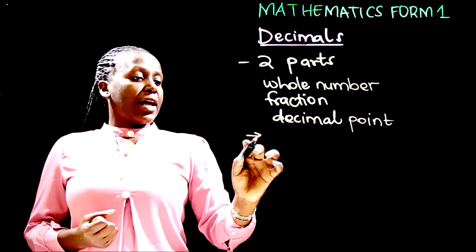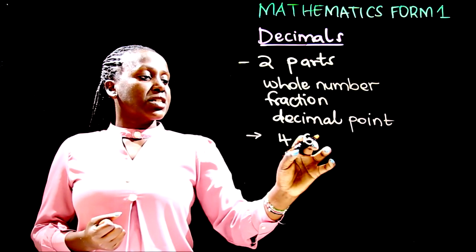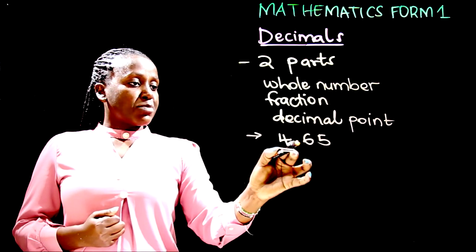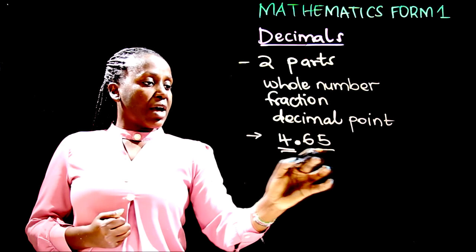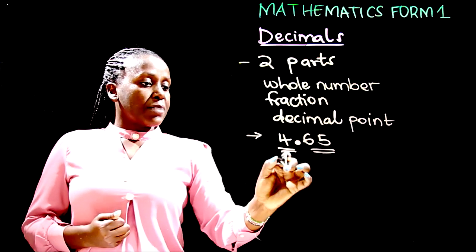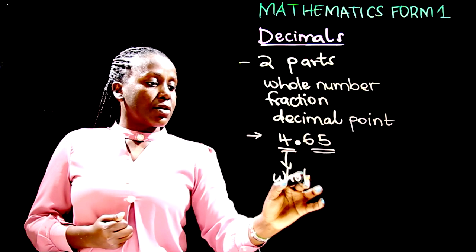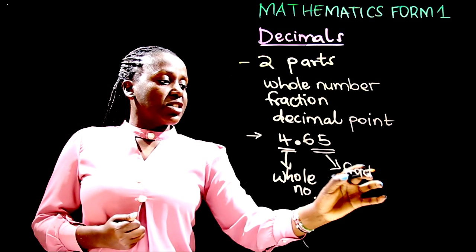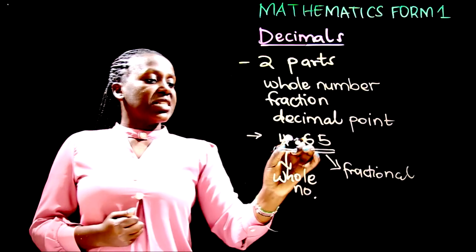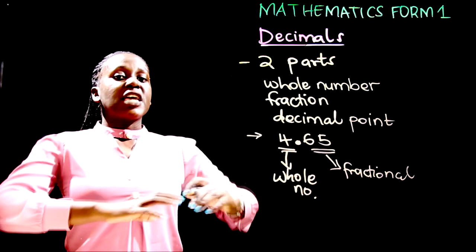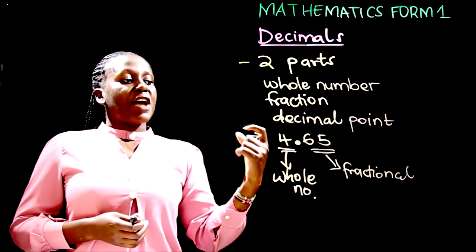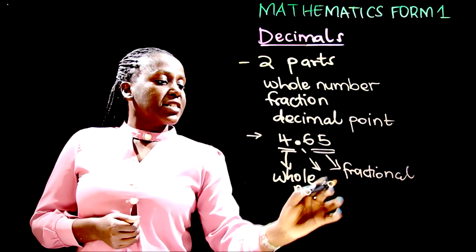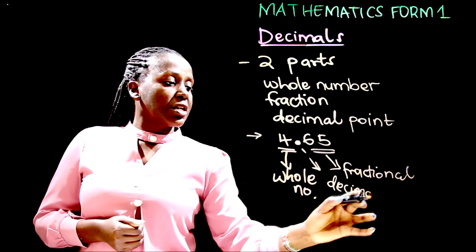If you have a number like 4.65, like you can see, we have a number on this side of the decimal point. This is the decimal point. Then we have these two numbers. So this is a whole number, and this is the fractional part of the decimal. This means that the 0.65 is not a whole number. It's a fraction of a number. So this is what we are referring to as a decimal point.